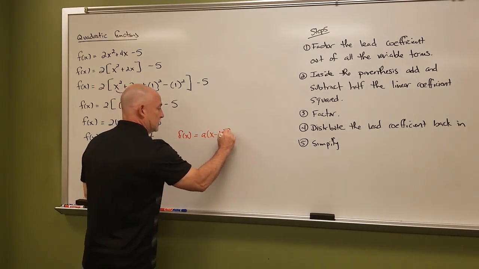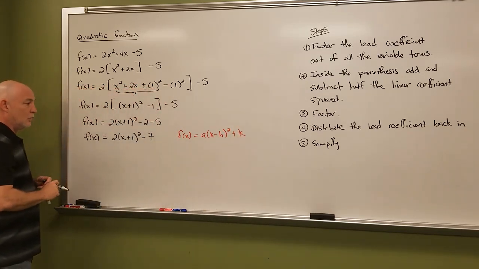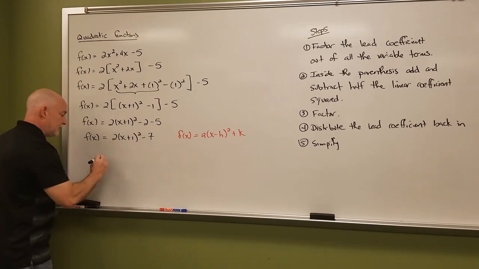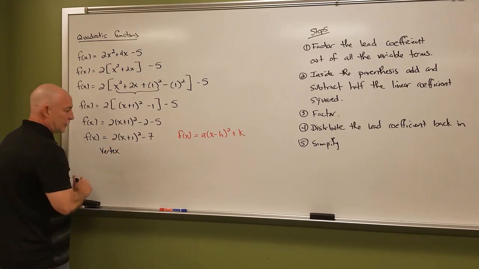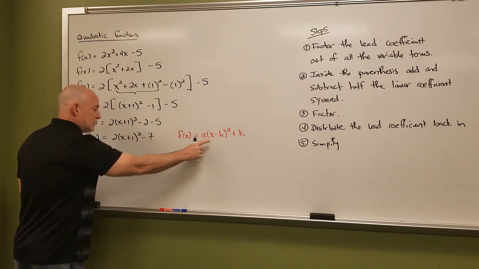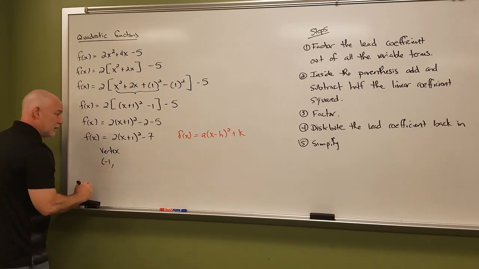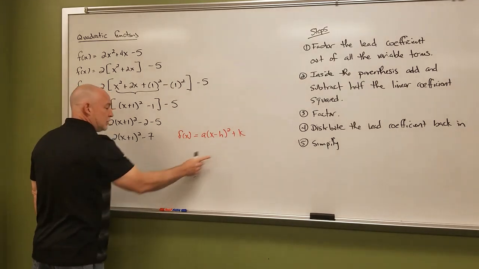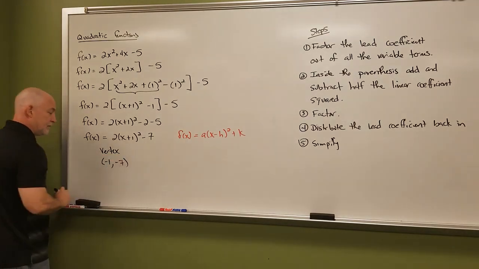a(x - h)² + k. Once it's in standard form, we should be able to look at this and see what the vertex is. Now, just like the circles that we did a couple sections ago, since the minus is in the formula, it's the opposite of whatever we see in here. So the x value of the vertex is going to be -1, and k is just whatever number is sitting out there. So that's going to be -7.